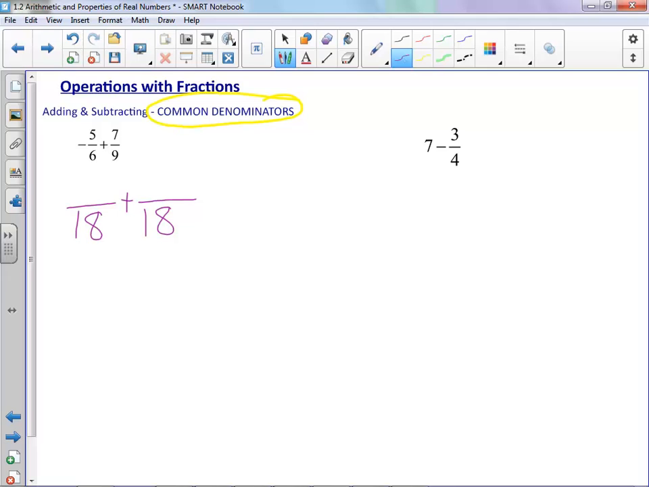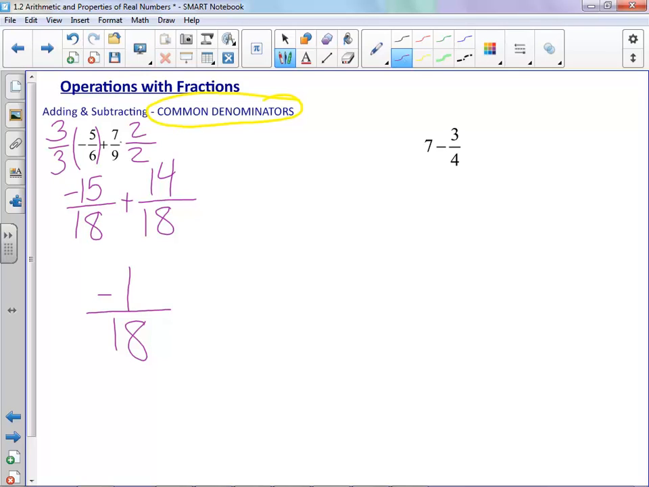So now this 5 sixths, this negative 5 sixths, think about what did you have to multiply the 6 by to get to 18? We had to multiply by 3. So we have to do that to our numerator as well. So we'll get negative 15. On the right side, we had to multiply this 9 by 2, which means we have to multiply the 7 by 2 as well to get to 14. And now that we've got common denominators, we only have to worry about our numerator. So we'll have negative 15 plus 14 is negative 1.